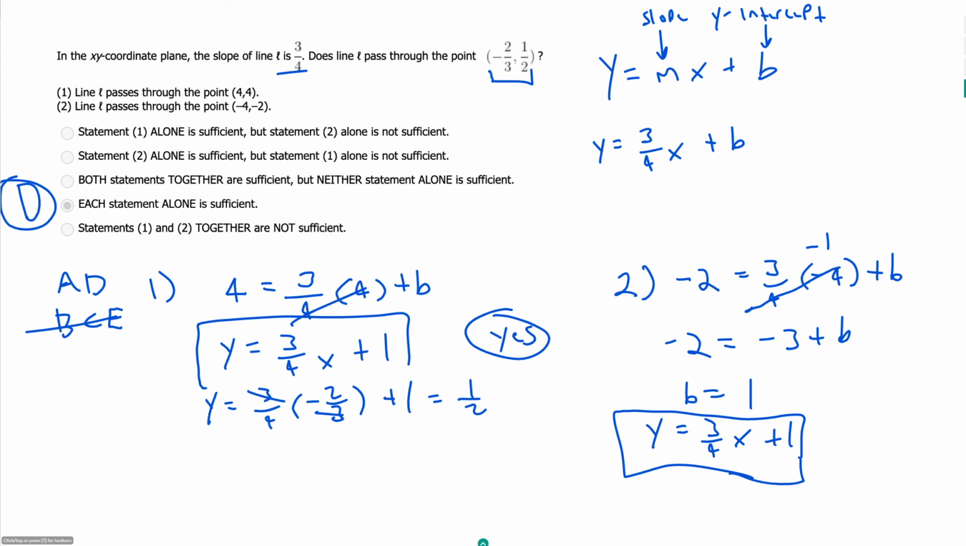And so we don't need to plug in our coordinates here again. The fact that we got the same equation, or the same y-intercept, on each of our two statements shows that they are both sufficient to say yes. But again, you should be able to see this just by glancing at the statement, if you understand how linear equations, and specifically y equals mx plus b format, works. Easy problem.